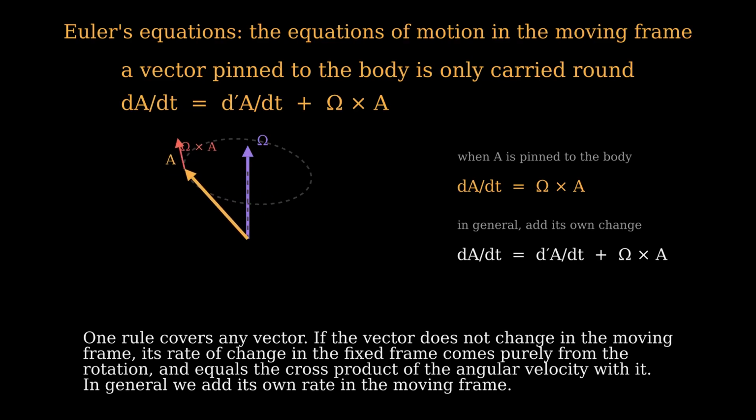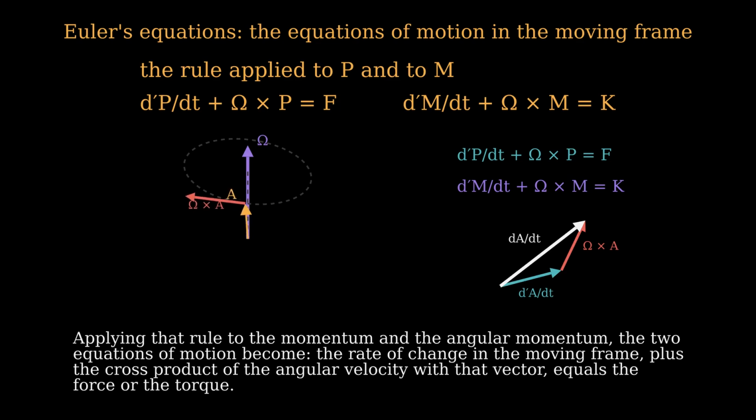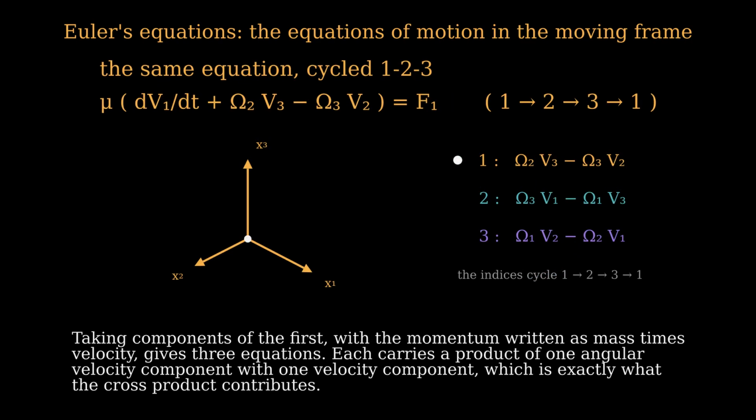If the vector does not change in the moving frame, its rate of change in the fixed frame comes purely from the rotation and equals the cross product of the angular velocity with it. In general, we add its own rate in the moving frame. Applying that rule to the momentum and the angular momentum, the two equations of motion become the rate of change in the moving frame plus the cross product of the angular velocity with that vector equals the force or the torque. Taking components of the first, with the momentum written as mass times velocity, gives three equations.